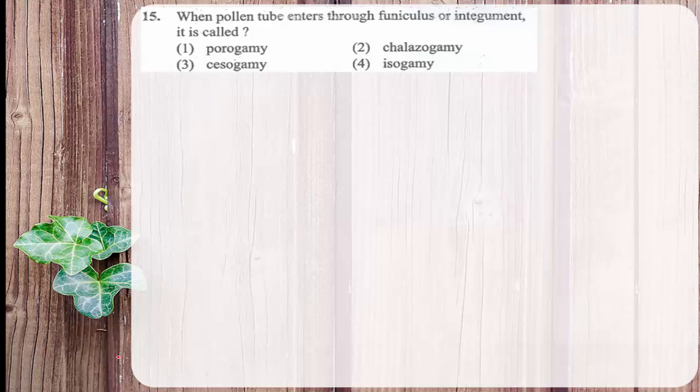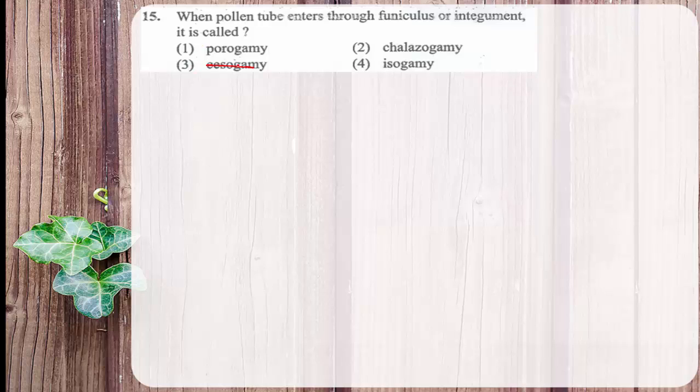When pollen tube enters through the funiculus or integuments, it is called porogamy, chalazogamy. The spelling mistake is there. Please make it correct. Here it is mesogamy. That M is missing. Let me clear this one.